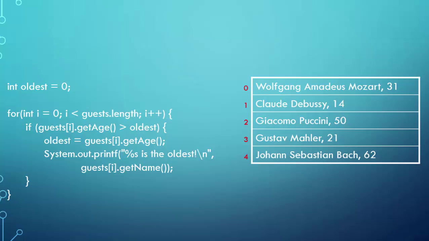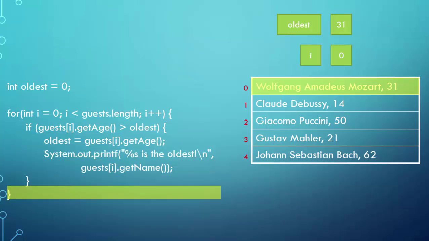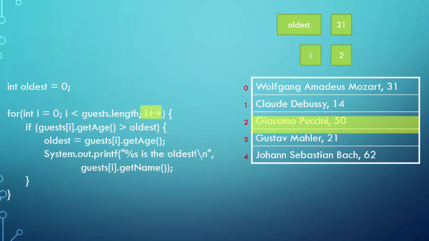All right, hopefully you spotted it. Let's see it in action and see what the problem is. So we're going to start by saying the oldest is 0, and then set i is equal to 0. So now we're looking at Mozart. Mozart's age, 31, is bigger than the oldest age. So we are going to set oldest to 31. We're going to print out Mozart is the oldest, and then we're going to go back around, and now we're going to look at Debussy. Debussy is 14, not older than 31, so we'll skip this, and now we'll look at Puccini.